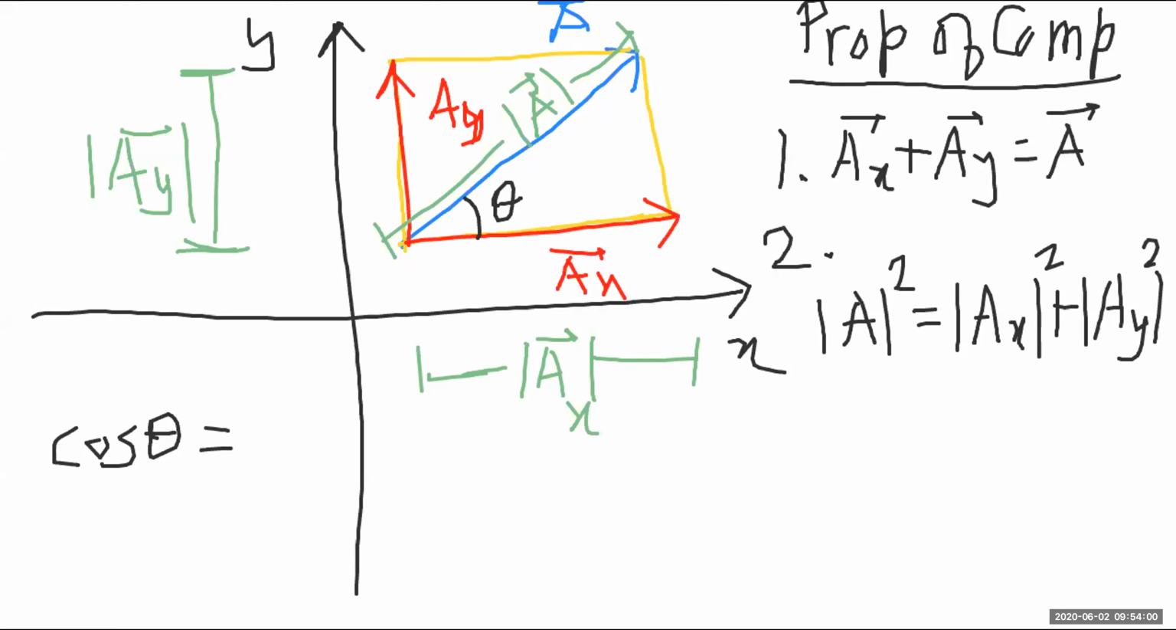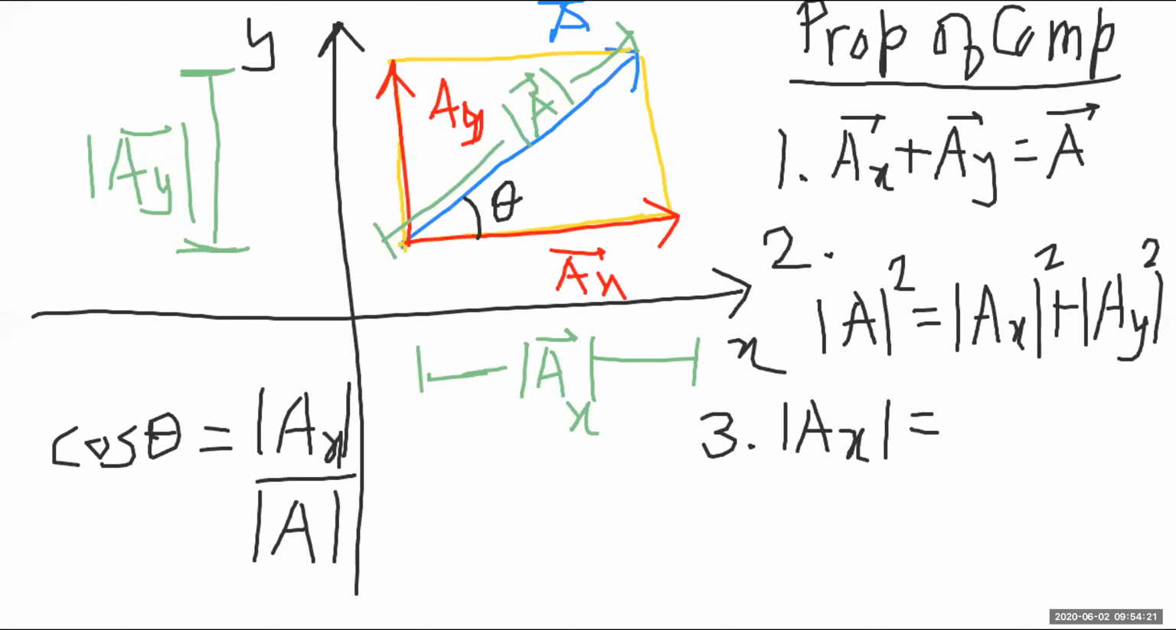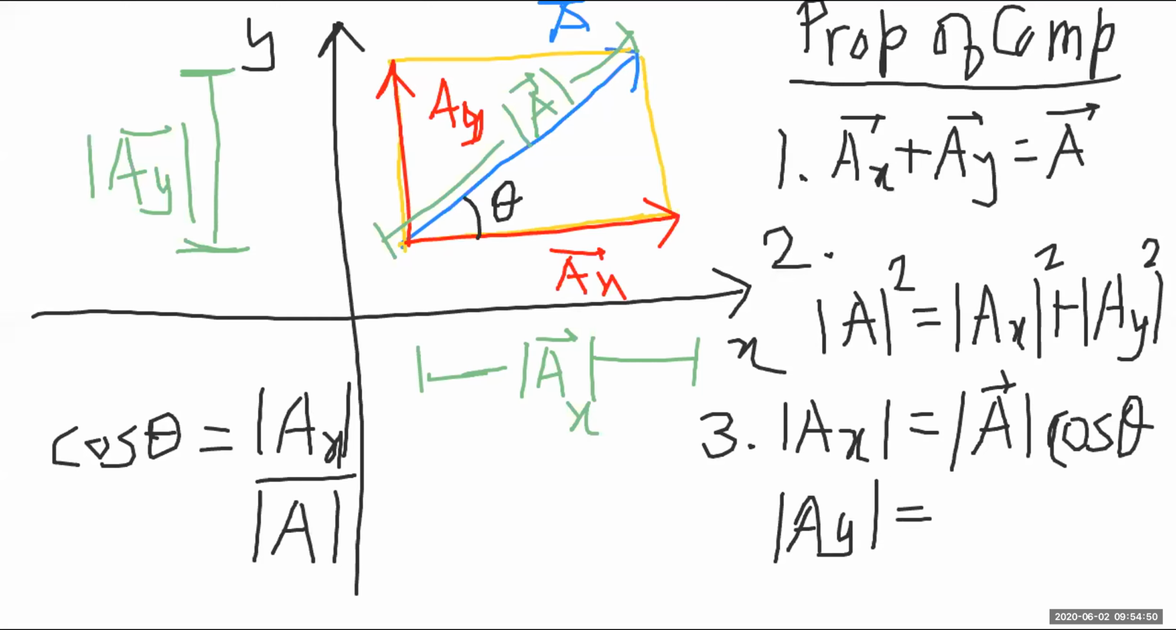Yeah, so cosine theta is equal to mod of AX upon mod of A, right? Magnitude of AX upon magnitude of A. So the third property tells me the magnitude of the x component. I already know the direction of the x component. The direction of the x component is towards the positive x direction. But mod of AX, ये क्या हो जाएगा? Mod of AX will be magnitude of A multiplied by cosine theta. And what will be the magnitude of the y component? Yeah, it will be magnitude of A into sine theta.